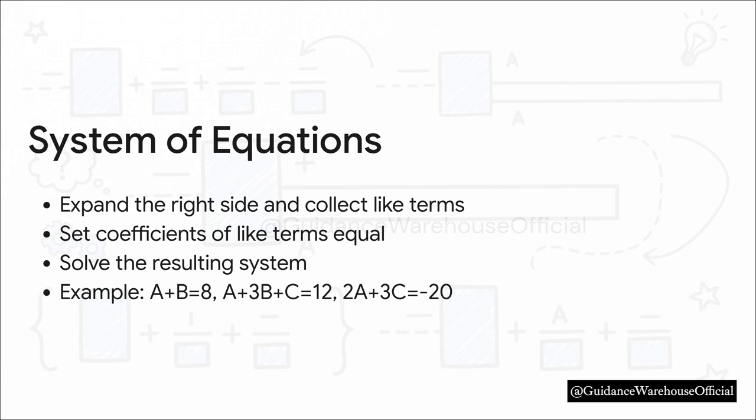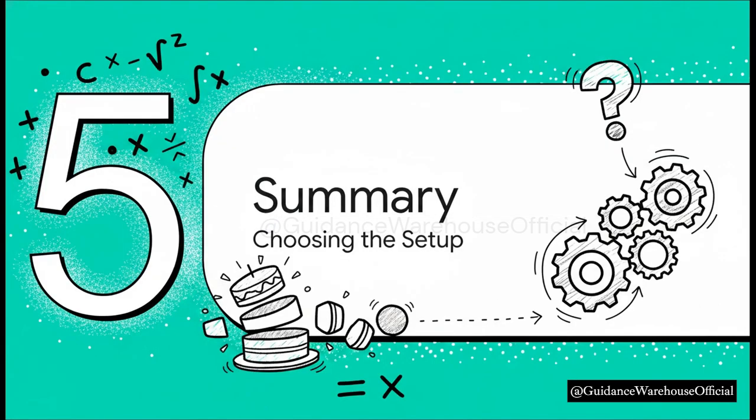You see what we're doing? This creates an absolutely bulletproof system of equations. Sure, it might take a little more scratch paper, but it is guaranteed to work every single time to find your unknown ingredients.